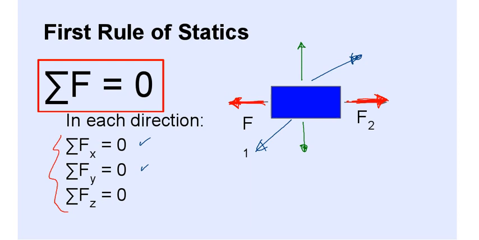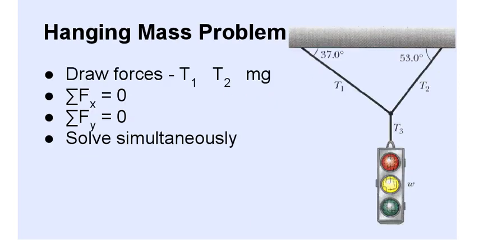Let me show you an example. This is what we call the hanging mass problem. And over here you can see that there's a stoplight. That stoplight is suspended by a cable, and then another cable goes this way and another cable goes that way. So what we need to do to solve this type of problem, which again I'm calling the hanging mass problem, is to follow the steps that are on the side there. We've done this back in chapter 4, except there it was more complicated because it's moving. But I need to draw the three forces.